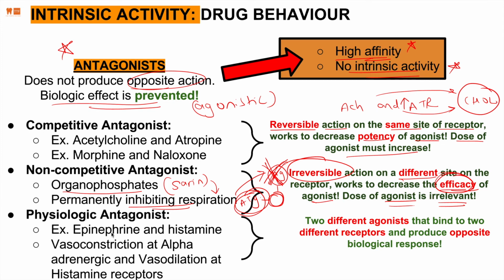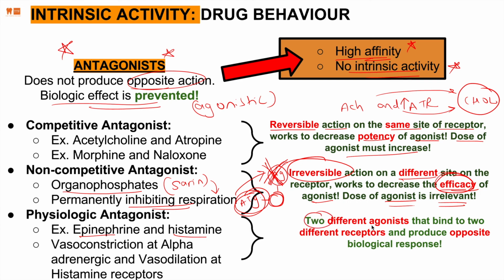This is a little different because this is opposite action causing. I know we said it does not produce opposite action. Yes, on a normal, general basis, antagonists are not designed to do so, but there are some physiologic antagonists, such as epinephrine and its opposite physiologic antagonist of histamine. They both are actually agonists, right? They're not antagonists. They're both agonists.